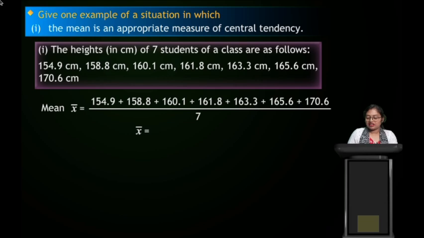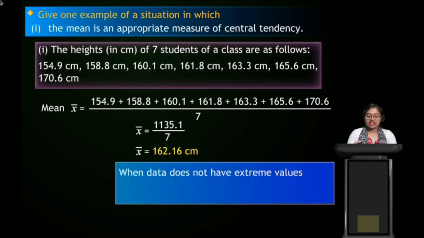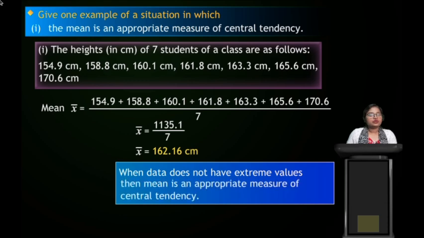Yes, you people are correct. It is 1135.1. So when we divide it by 7, we get 162.16 centimeter. So this is the mean value. When data does not have extreme values difference, we use mean as an appropriate measure of central tendency.